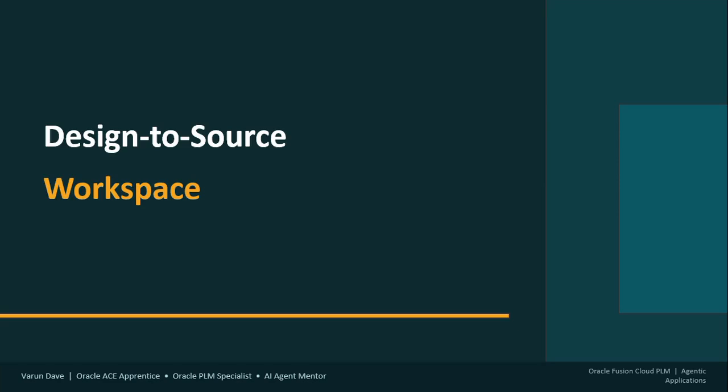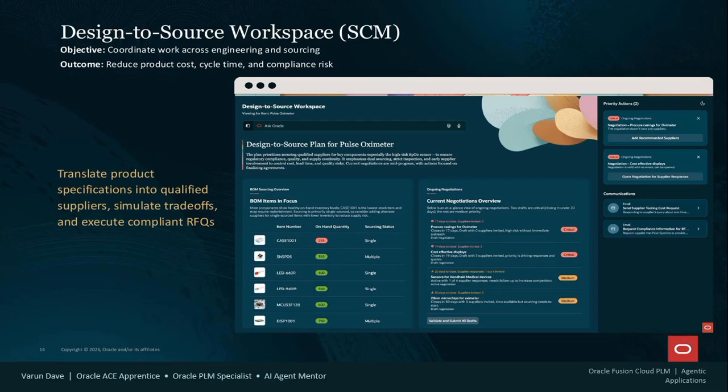The one agentic application that I want to focus on for the rest of our time is the design to source workspace, because it is where the PLM, product lifecycle management, and supply chain teams come together in a way that I think is genuinely new. So now let's talk about the design to source workspace. The main objective is to coordinate the work across engineering and sourcing teams. And the outcome is to reduce production cost, cycle time, and compliance risk.